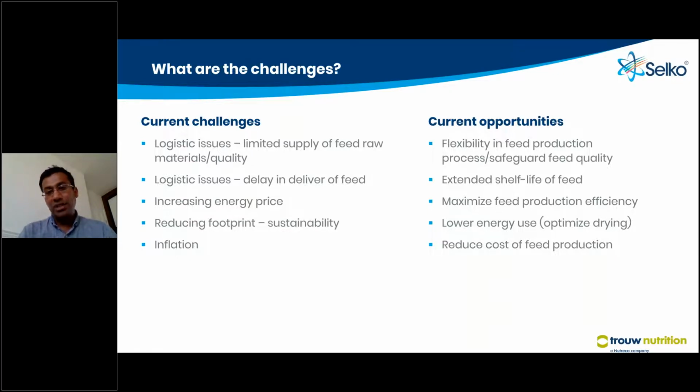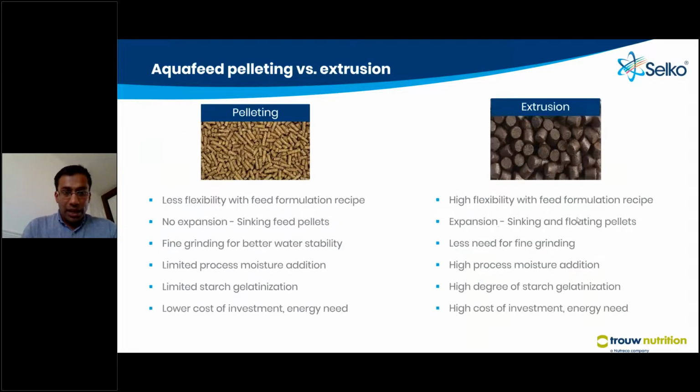So these are the challenges, but of course it brings the opportunity, if you're able to maximize the feed production, extend shelf life, or reduce the energy, and overall it will reduce the cost of production. These are the opportunities, and with this presentation, I'm going to touch upon how we can snatch these current opportunities. Moving on to the next one.